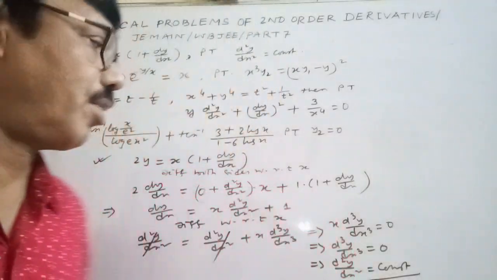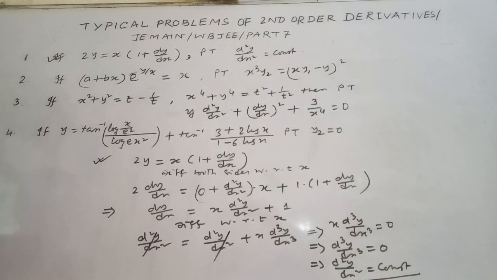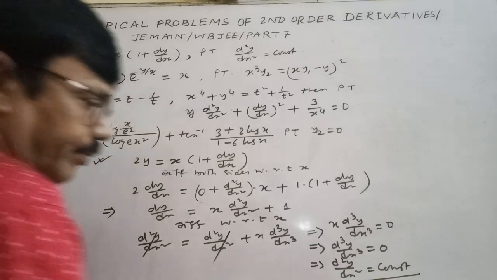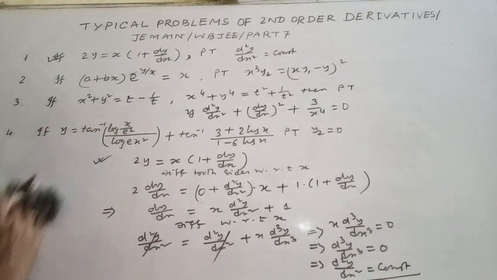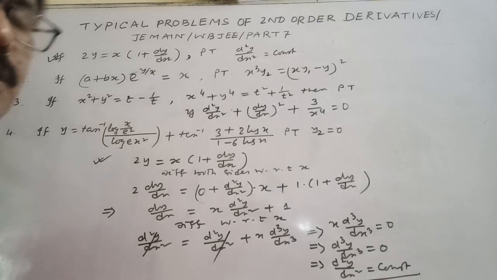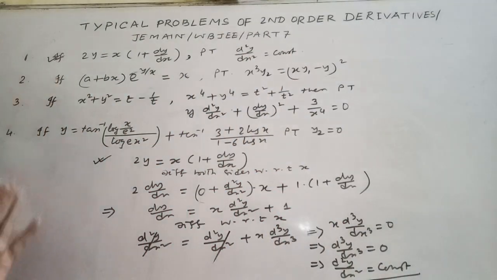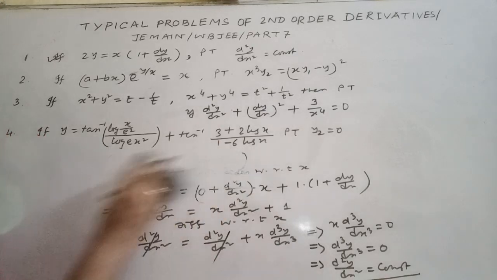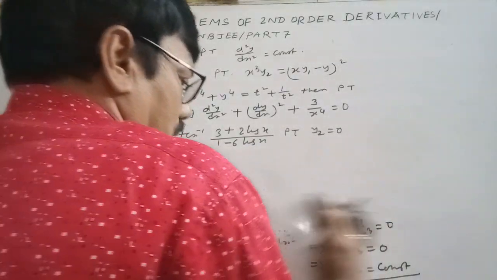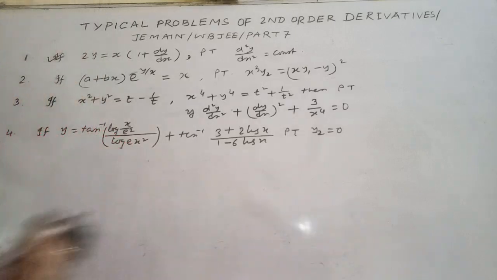Someone will try to solve it using the concept of differential equation. So this is a first order differential equation. Solving, you get a relation in x and y, then you can also solve. But this is the simplest way. Now we solve problem number 4.